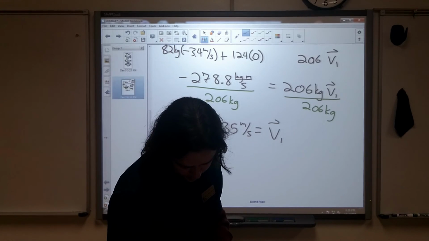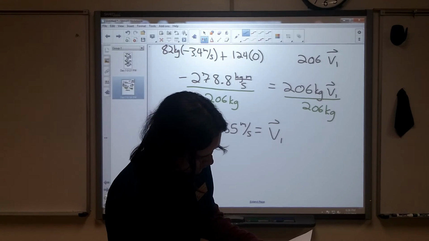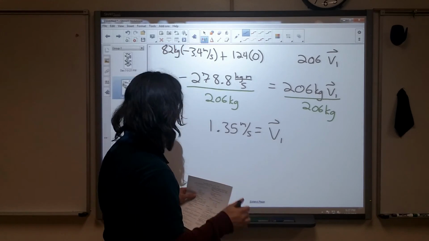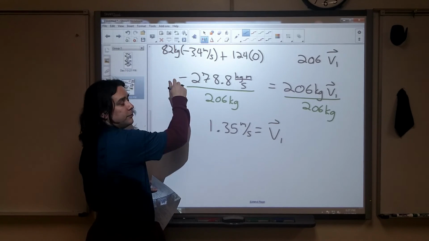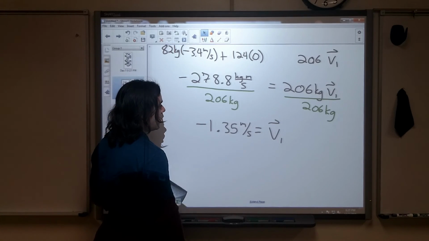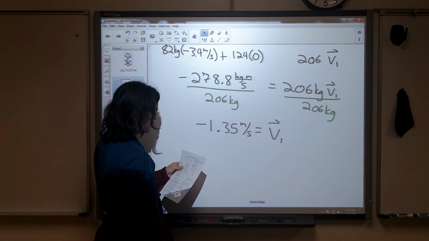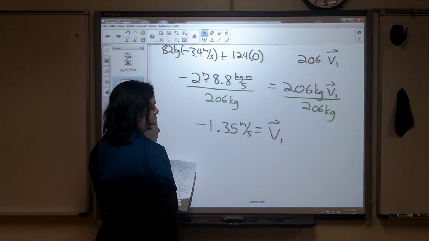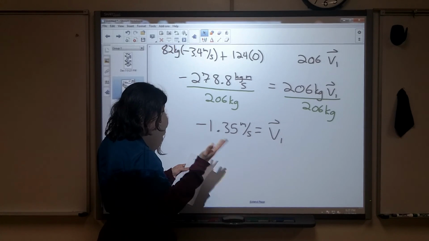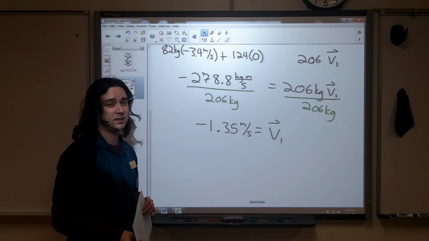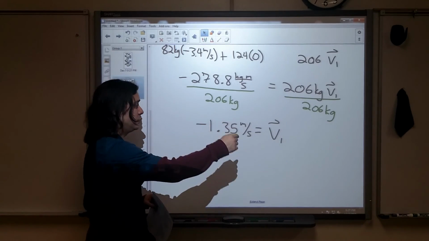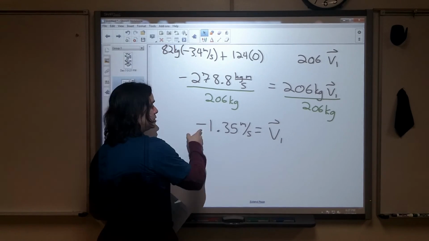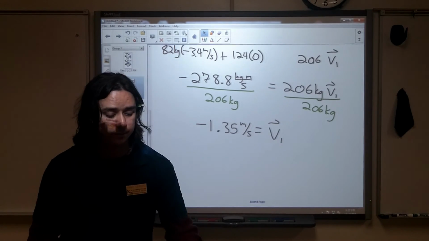Let me find my answer key here. There we go. Oh, I'm sorry. Look at me. Negative. I am making mistakes all over the place. I should probably go home and get some sleep. Negative, because it's to the west, negative 1.35 meters per second. I apologize. That's what you're going to need to put in because they have told us east is the positive direction. The fisherman and the boat are moving 1.35 meters per second to the west, so that negative very much needs to be there. My apologies.